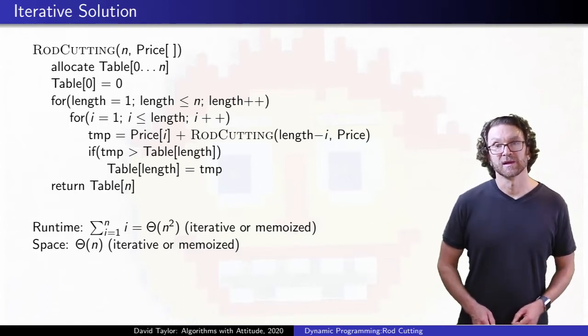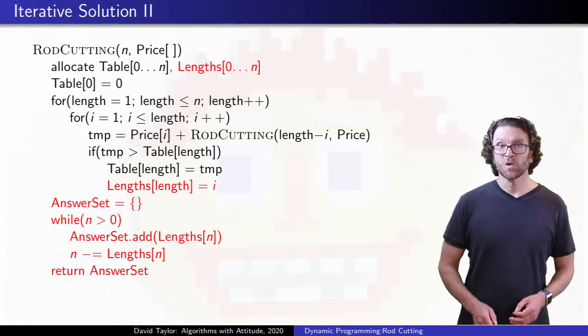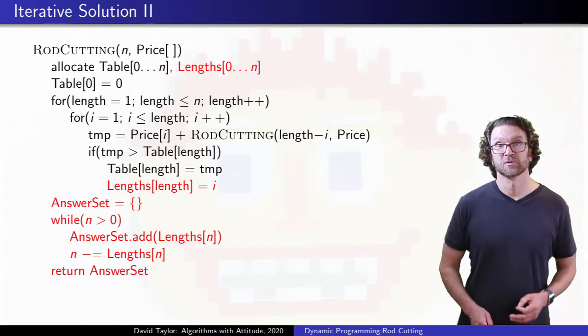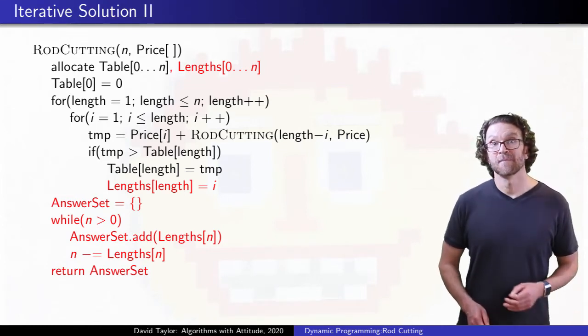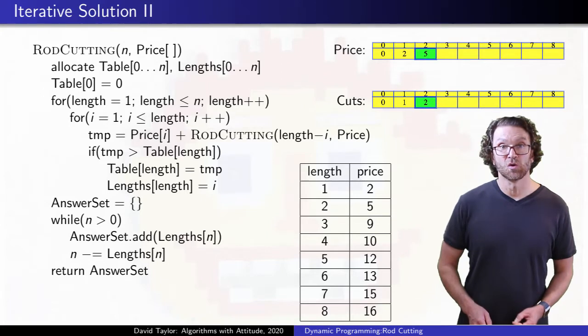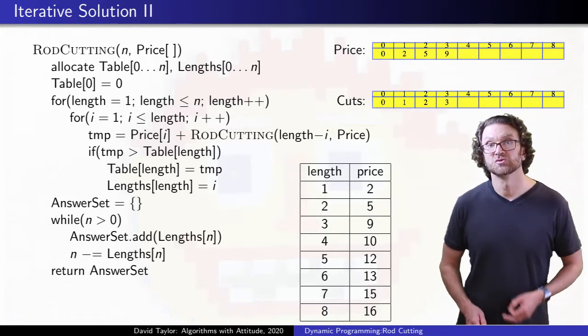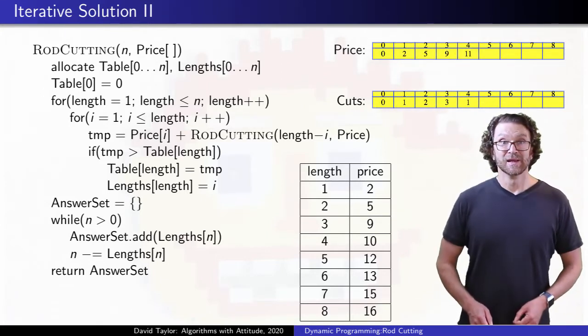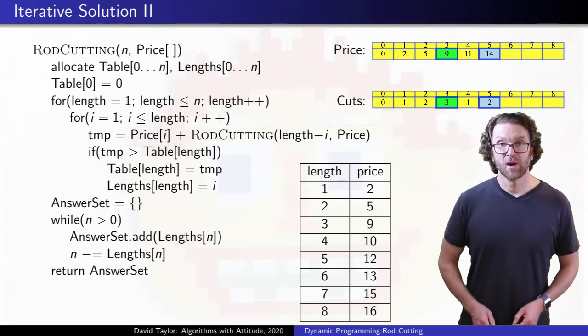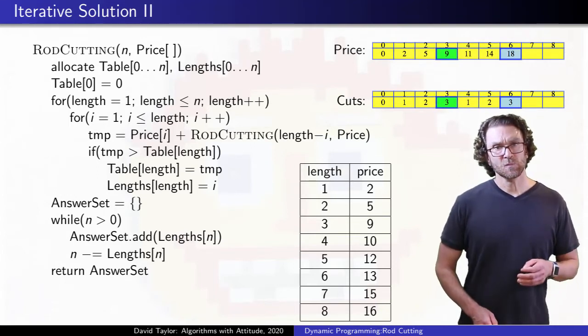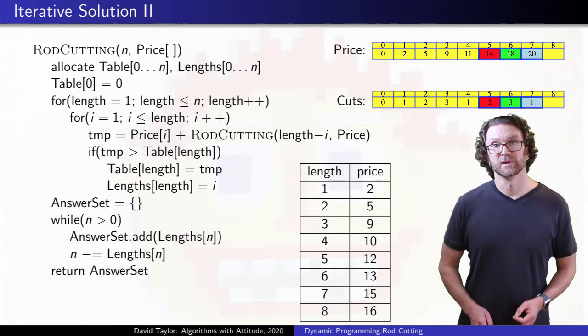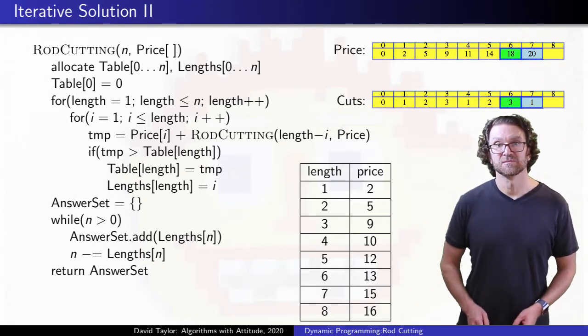In this case, I'll make a second table. When we optimized over different possible first cuts, I was storing the amount I could get, but I also want to store which cut I used to get that amount. It gets updated whenever the optimal price gets updated. When I finish, that table lets me reconstruct the cuts I need to make.